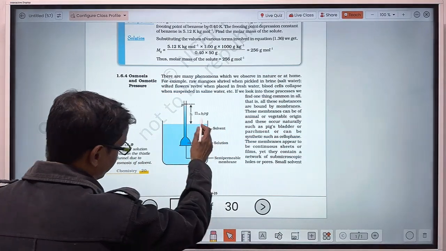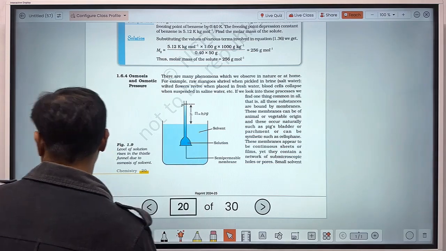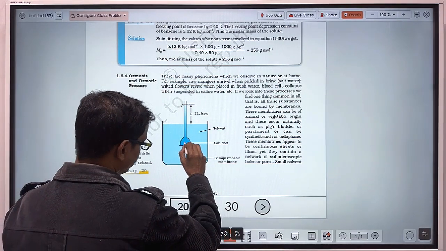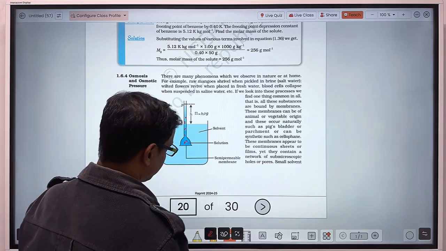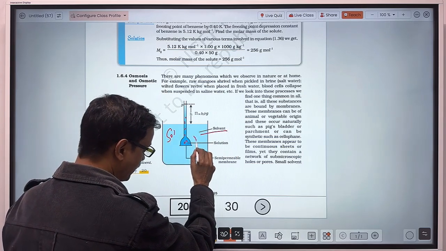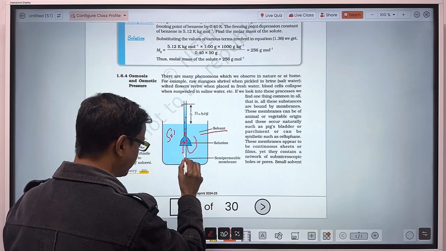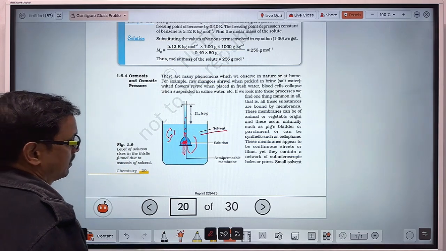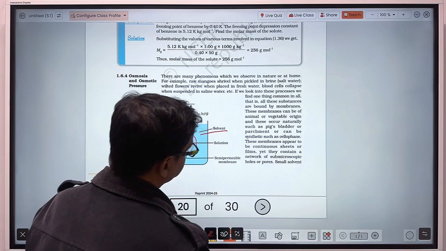As for example, this is a container here. Inside this container there is solution, that means solute and solvent both are present, and in this other container there is only solvent. So solvent particle will flow from this one to this one. That means the solvent particle will enter inside this container, and this phenomenon is called osmosis. There is a semi-permeable membrane.